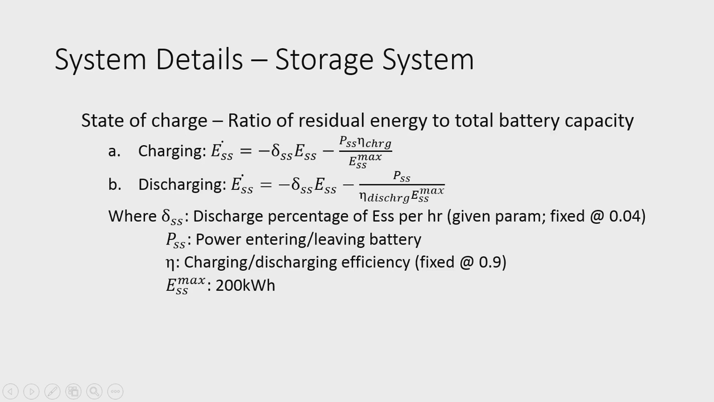And then the system detail, we're going to have three states for this system. The first one is going to be the ESS, which is the ratio of residual energy to the total battery capacity. So ESS itself is going to be the kilowatt hour, the full capacity of the battery, and this is actually the ratio that will change. So ESS per hour, the delta, is given. These parameters are given as well. We're using a more typical residential battery storage unit that you can find.